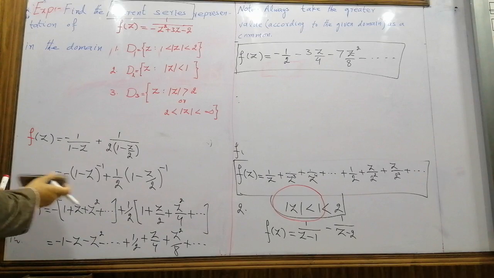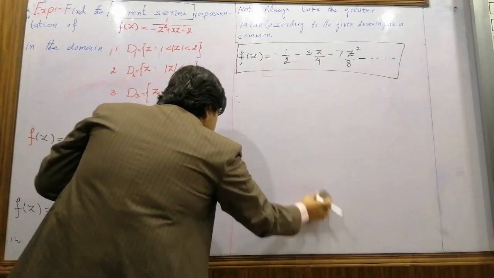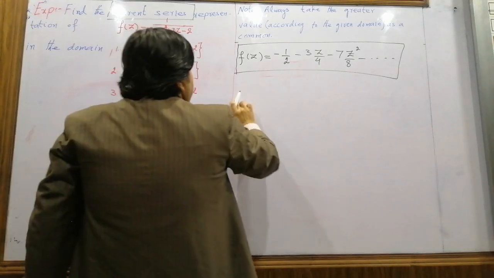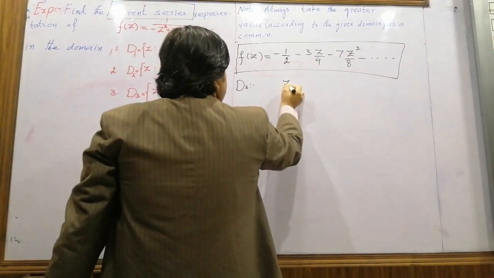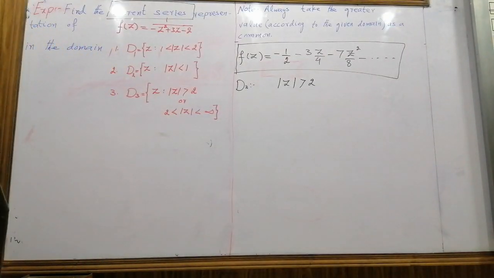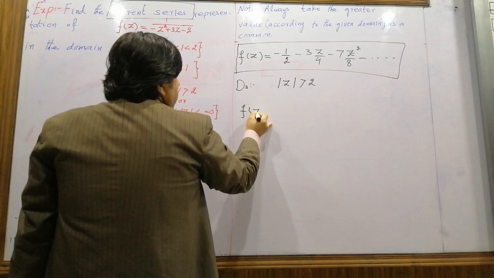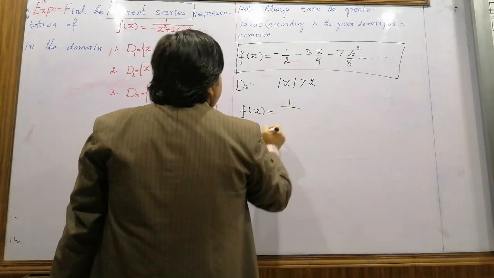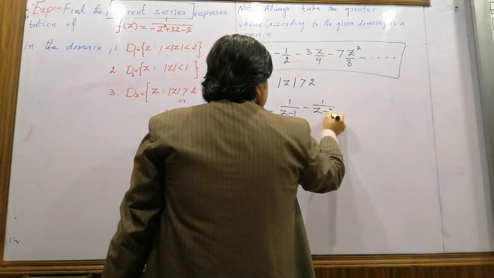And now let us solve the same problem by considering the third domain. So in the third domain, we are given that the absolute value of z is greater than 2. And now I have to write the function. The given function is f of z is equal to minus 1 over z minus 1 and minus 1 over z minus 2.